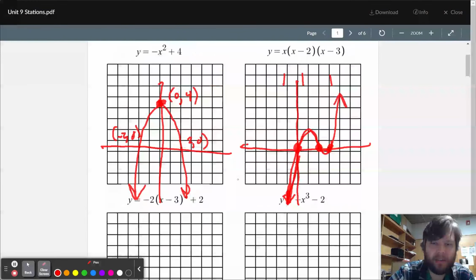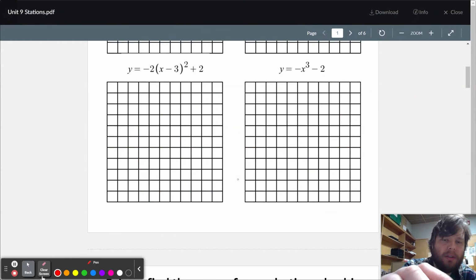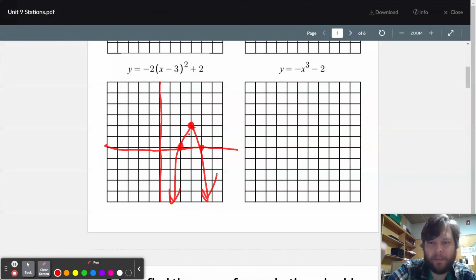Oh, my picture's slid. That's not what we want. That's okay. Then the third one is just a quadratic, shifted 3 steps to the right and 2 steps up. So 1, 2, 3, 1, 2. The negative 2 means it's twice as tall and it's pointing down. So it looks approximately like that.